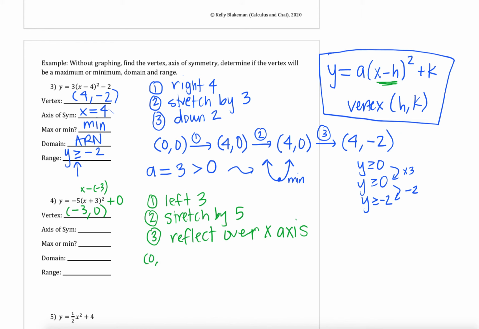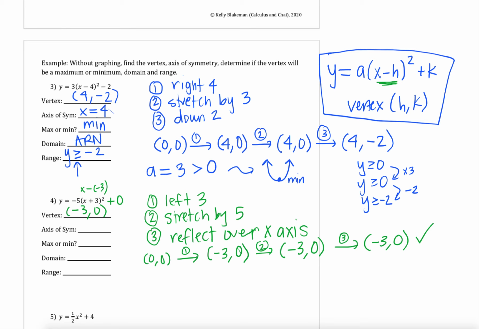Again, we can use our transformations to verify that. So if I start off with my vertex at 0 comma 0, when I go left 3, I'm subtracting 3 from all the x's, so I end up at negative 3, 0. When I apply my second transformation, I'm stretching by 5, so I'm multiplying the y component by 5, but 0 times anything is still going to leave me with 0. And then when I apply my last transformation, we're reflecting over the x-axis, which is multiplying the y component by negative 1, but 0 again times anything is still going to leave me at 0. And so that's a way that we can again verify our vertex.